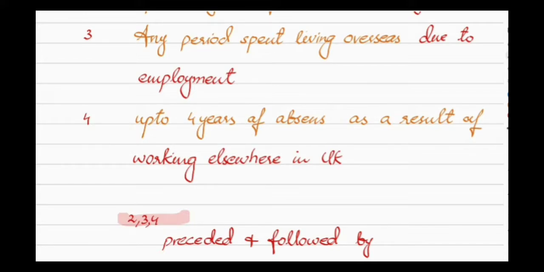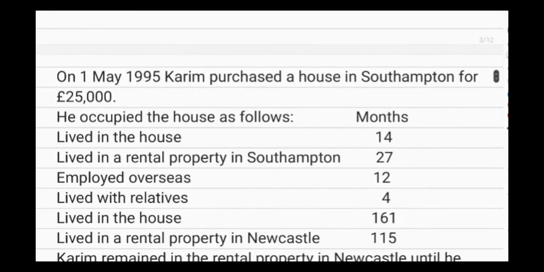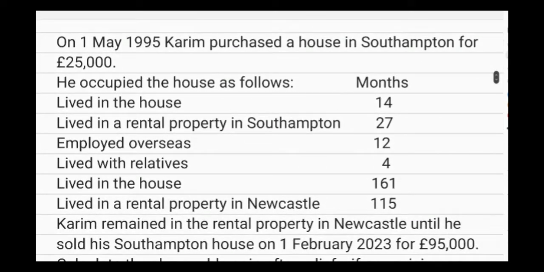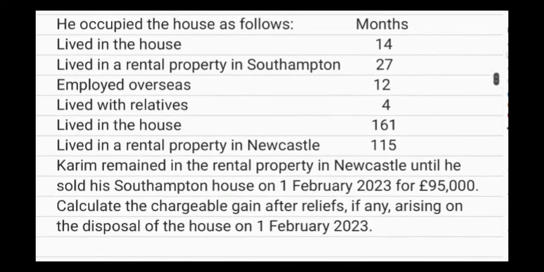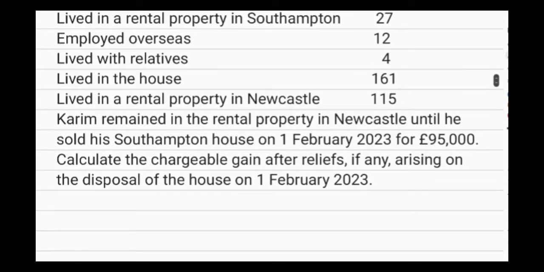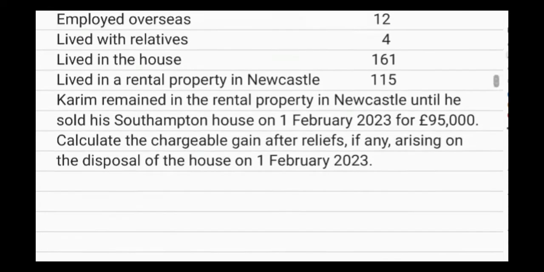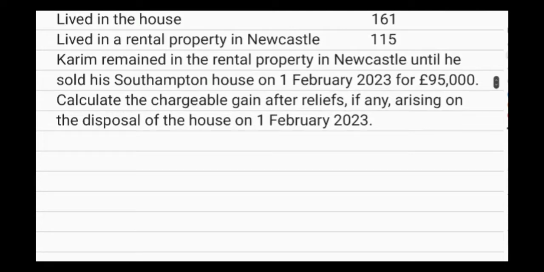On 1st May 1995, Kareem purchased a house in Southampton for 25,000. He occupied the house as follows, and lived in rental property, and then Kareem remained in the rental property in Newcastle until he sold his Southampton house on 1st February 2023 for 95,000. Calculate the chargeable gain after relief, if any, arising on the disposal of the house on 1st February 2023.